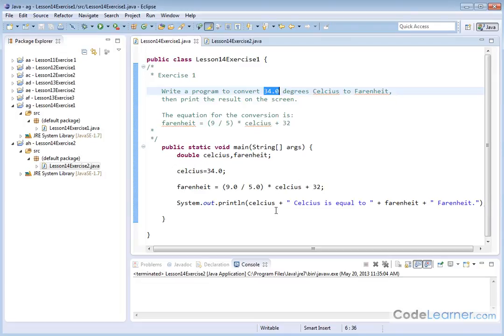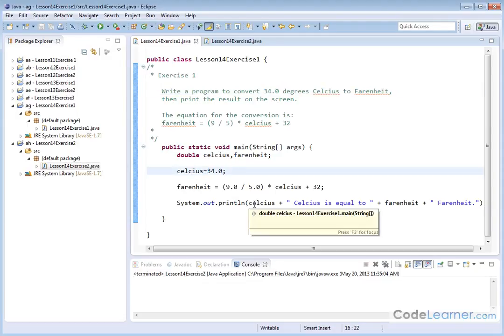So here's our main method down here, and inside we're going to declare everything as a double because Celsius is written as 34.0, so that's a double, and Fahrenheit's going to be a decimal at the end of the day, so we're going to declare that as double, and so on. So here we go. We have Celsius is 34.0. That's what we're defining that input to be.